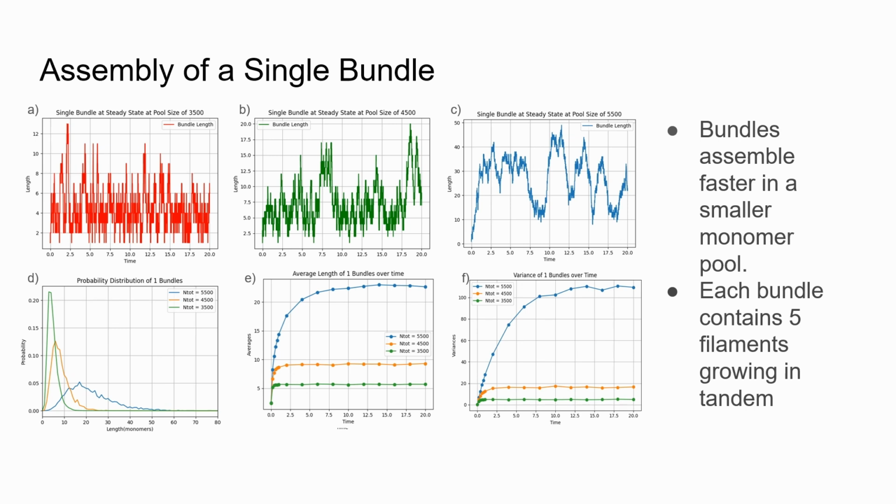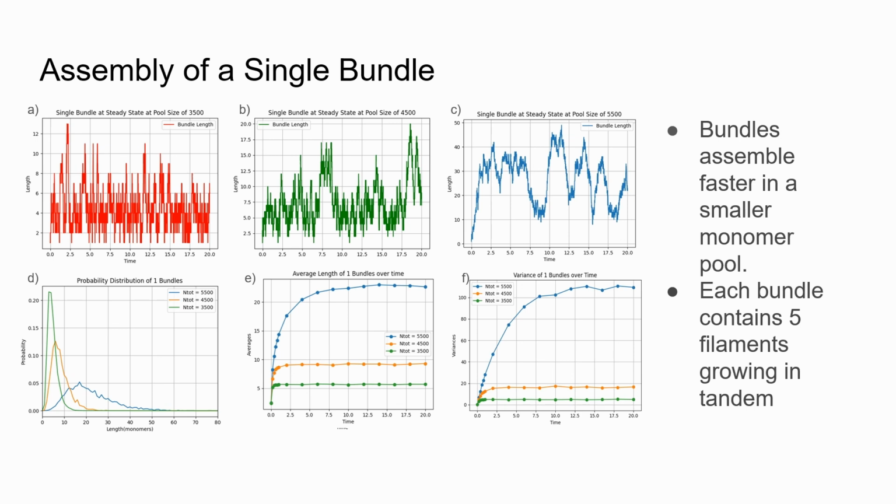You can see this fluctuation more apparent in graph D with the probability distribution. As you can see, the blue line, the one with n total of 5,500, depicts a wider range of bundle length values, and it depicts a flatter probability distribution compared to the other pool sizes.